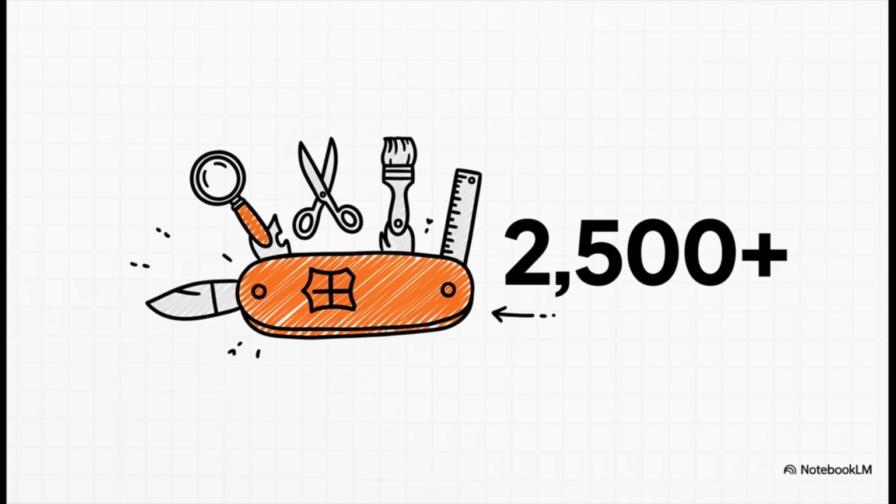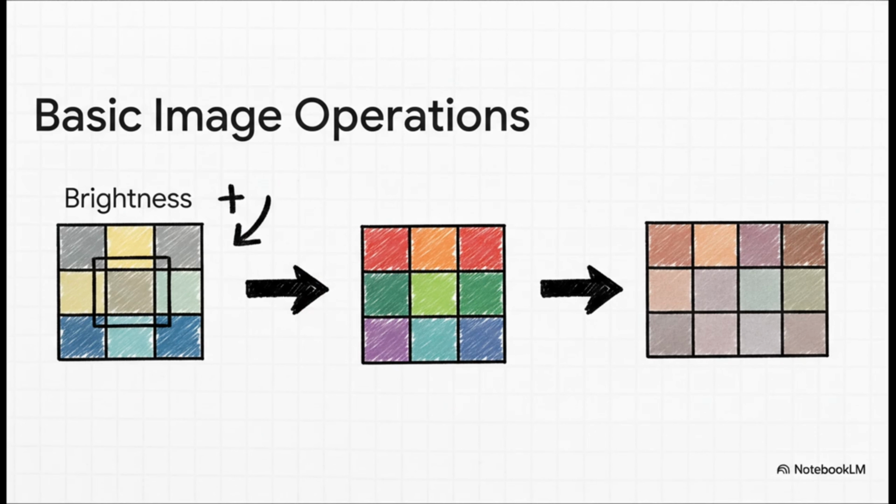It is packed, and I mean packed, with over 2,500 specialized tools or algorithms. Each one is designed to manipulate those grids of numbers in a very specific way to find patterns and pull out some kind of meaning. And some of the most basic tools are actually super intuitive. Like, if you want to make an image brighter, you just add 50 to every single number in the grid. Want to make it grayscale? You just average the 3 color grids into one. Blurring an image to get rid of some noise.